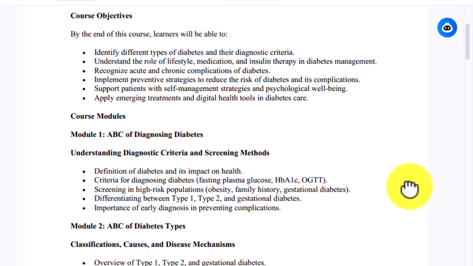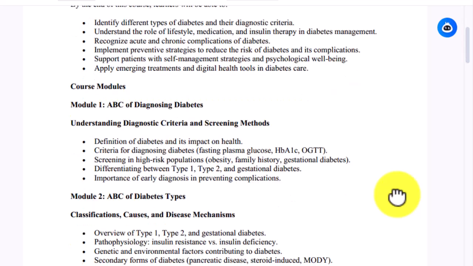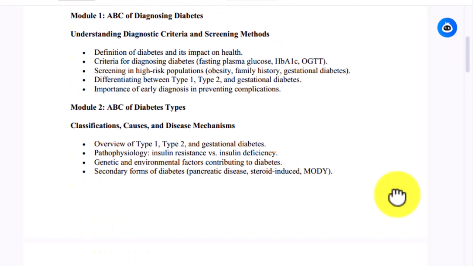Module 1: ABC of diagnosing diabetes. Understand the diagnostic criteria and the screening methods, definition of diabetes and its impact on health, criteria for diagnosing diabetes: fasting plasma glucose, HbA1c, OGTT, screening in high-risk populations, obesity, family history, gestational diabetes, differentiation between type 1, type 2, and gestational diabetes, importance of early diagnosis in preventing complications.